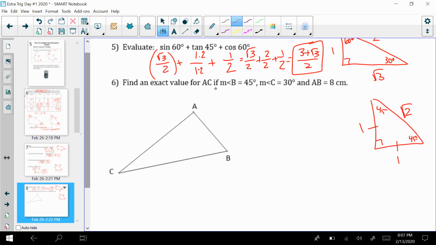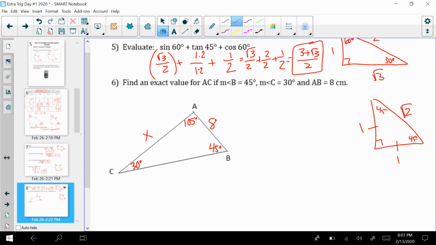Okay, let's see what's going on here. B is 45 degrees. C is 30 degrees. AB is 8. Find an exact value for AC. Notice this is not a 30, 60, 90. We actually have 75 degrees so far, right? So to agree that this guy would be 105.